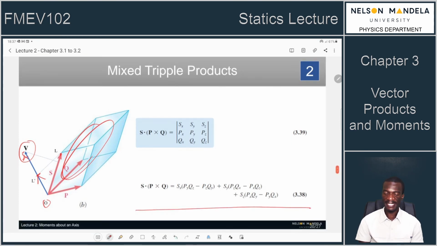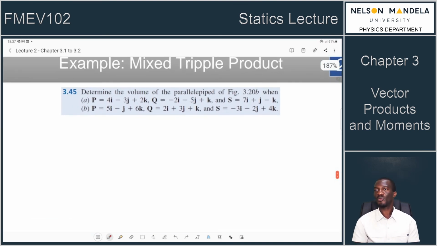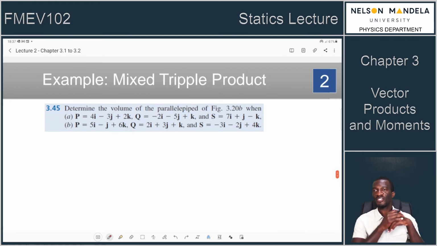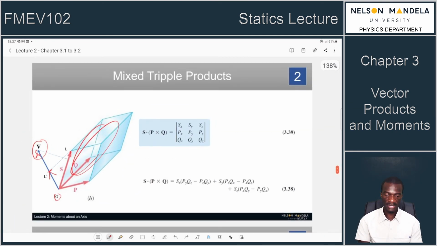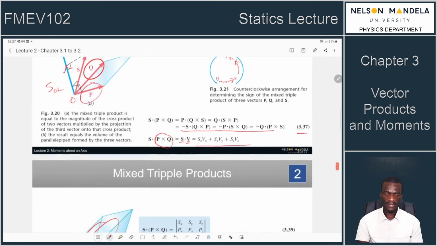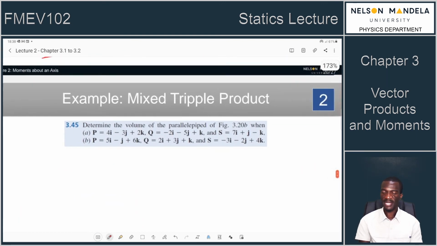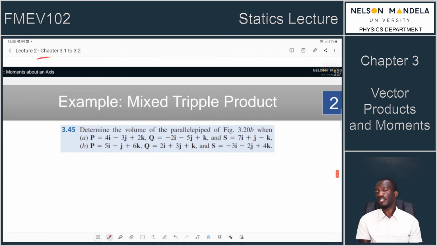This equation was defined already. So this example is basically giving you a chance to stretch yourself: determine the volume of the parallelepiped of figure 3.20b when P, Q and S are given. If you look at your text, I think it's this figure, the one with the parallelepiped, right? So all we want is to find the mixed triple product. If you want to find the volume of that parallelepiped, we've got the mixed triple product vector notation.